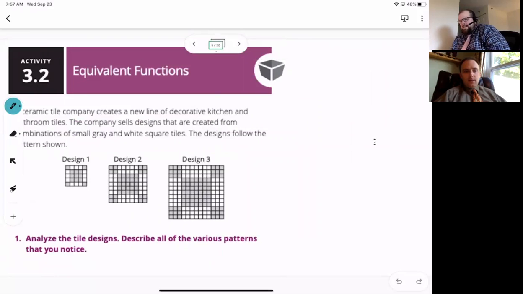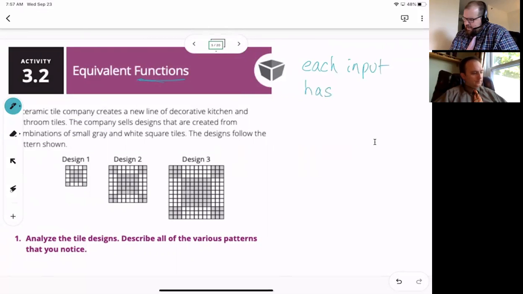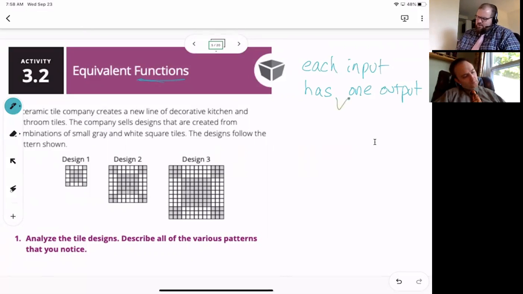All right, so now we're looking at equivalent functions. We said the idea of a function was something where each input has one output. So there's never any question about what you're going to get if you put a number in. We have another tile company. This looks like some of the things we were looking at before. Yeah, it reminds me of Miriam, but different patterns. And I guess we want to look at all the different patterns that we observe.